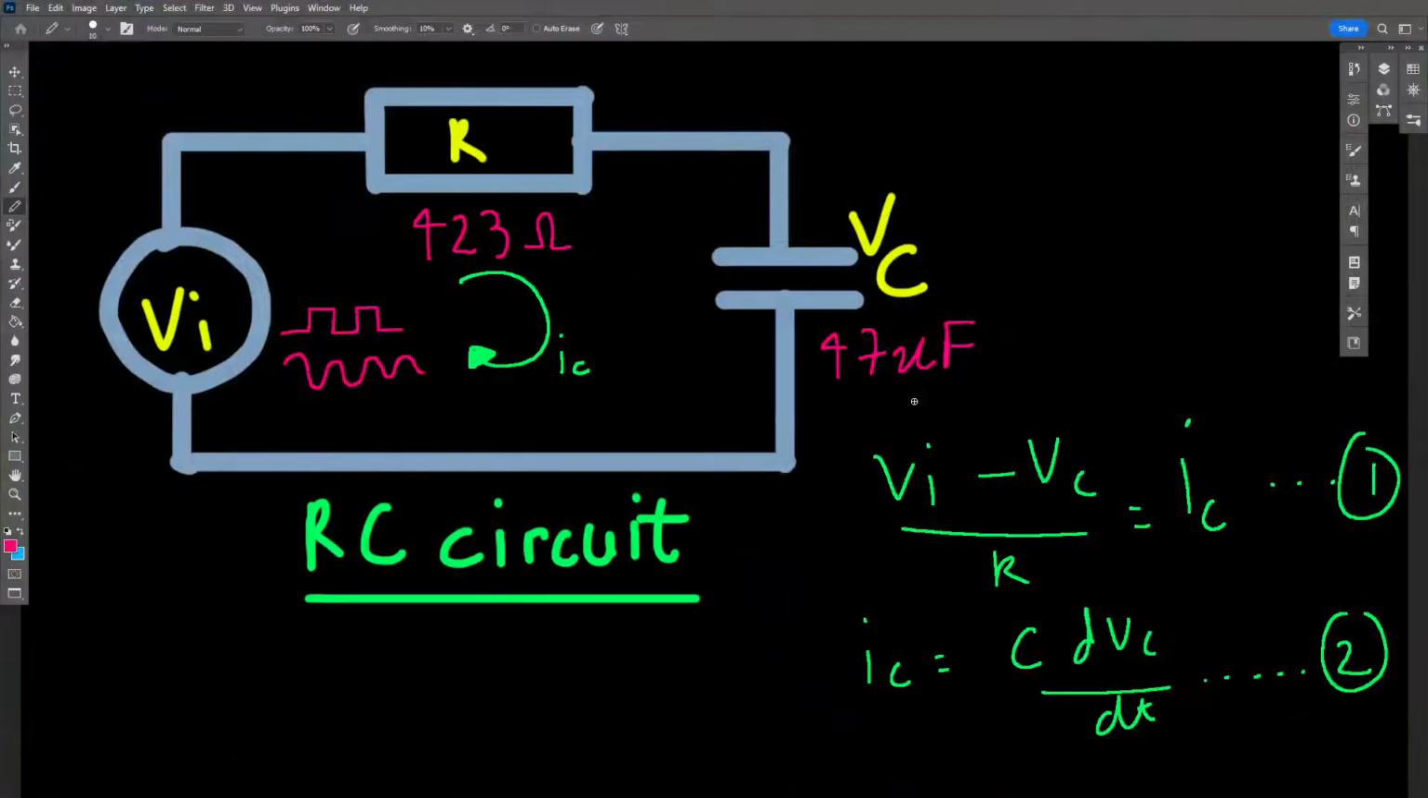16 volts is the maximum at which you can charge this capacitor, and if you go more than 16 volts, it won't be able to retain that voltage, and it will blow up. So this is a simple circuit, and by basic analysis, you take Vi minus Vc, the voltage across the input minus the voltage across the capacitor, and you divide it by R, and you'll get the current.